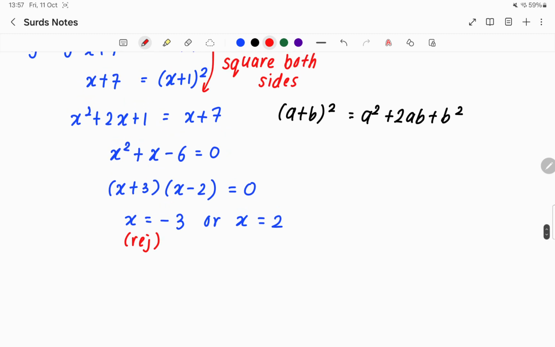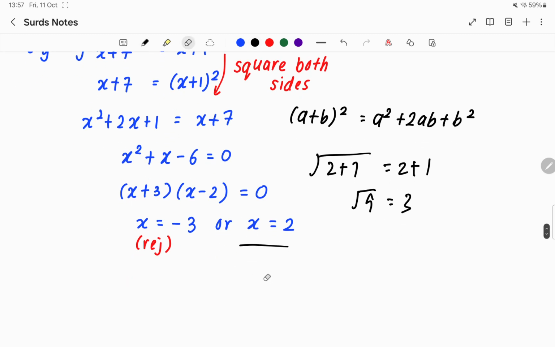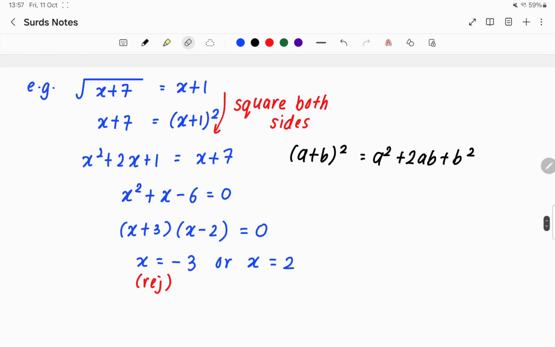Then you can check for x equals 2 also. It will be root of 2 plus 7 equals 2 plus 1. Square root 9 equals 3. Yes, this is correct. So therefore, you will not write rejected for this one. So you must check, whenever you solve surd equations, whether they need to be rejected or not. It could be a case where both are rejected, or one is rejected, or both are accepted. So you must always check the answer when you solve surd equations.